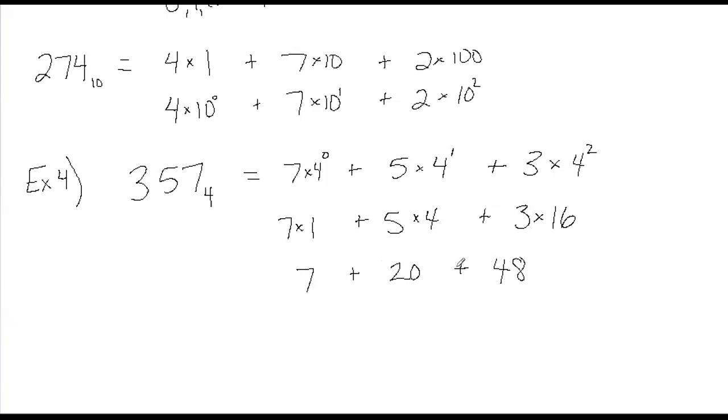And then the last step is to add these all together. So 48 plus 20 is 68, plus 7 more equals 75. And this now I have converted to base 10. So what is 357 from base 4 in base 10? It's just the number 75.